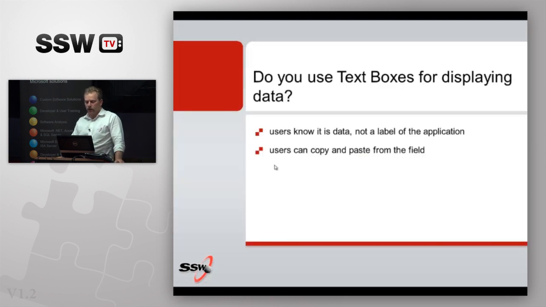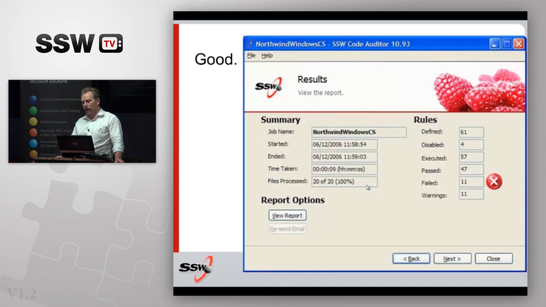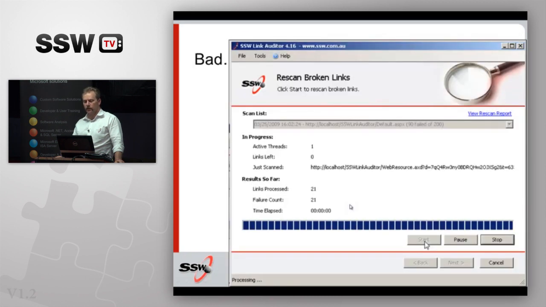All right, use text boxes for displaying data. I'd love to know your opinion on this one. First of all, I hate text boxes that are labels. I'm not a fan of this style at all, where the data is just sitting there and it's not selectable, doesn't have any borders around it. This is another way. You can clearly see what's data.